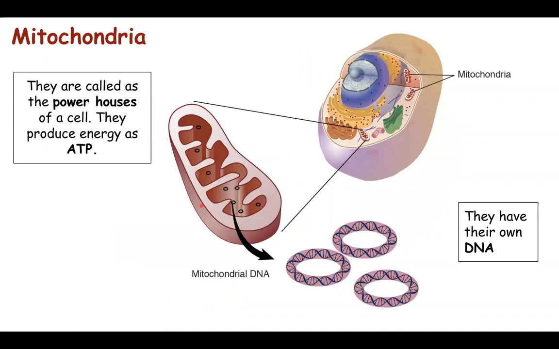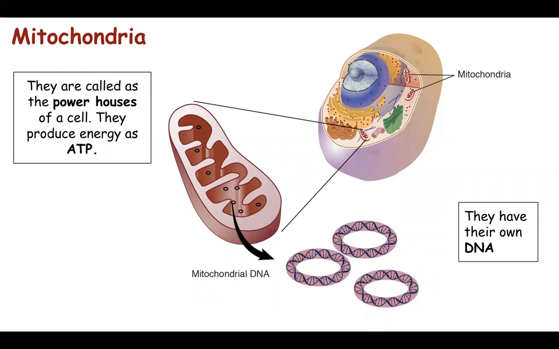The mitochondria is the next cell organelle that we are going to study. It is called the powerhouse of a cell. They produce energy in the form of ATP, which is the energy currency of a cell. The inner membranous folds of mitochondria are folded into a structure called cristae. This cristae is unique and found only in the mitochondria.